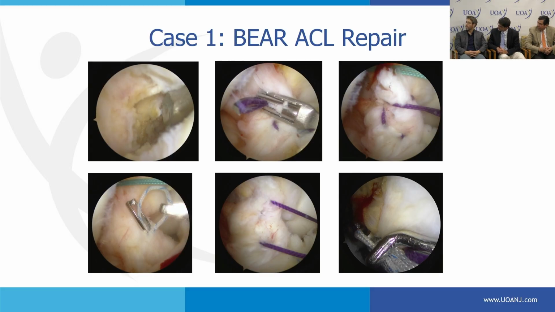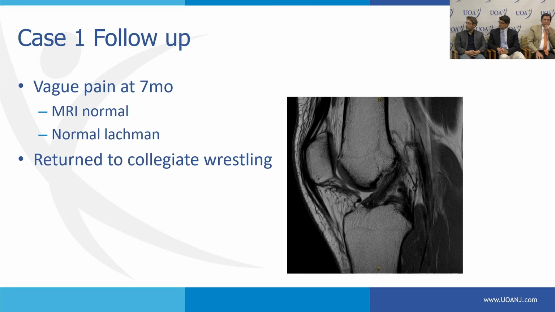You can go a lot of ways with this case, and you have evidence to support it. I did a repair on him, in probably the first 10 or so that I've done, and he had some vague complaints at around 6 or 7 months, which many of them do. So I used that as an opportunity to get an MRI. It showed a great looking graft, and he had a great Lachman. He did very well and was able to return to wrestling the following year.